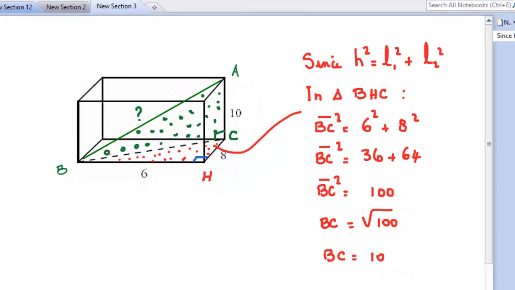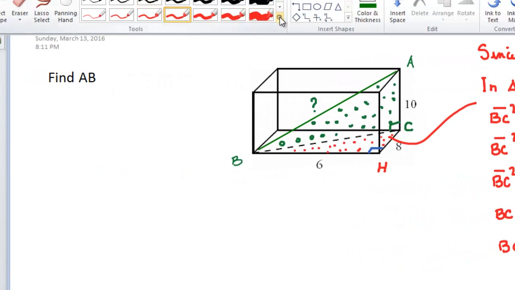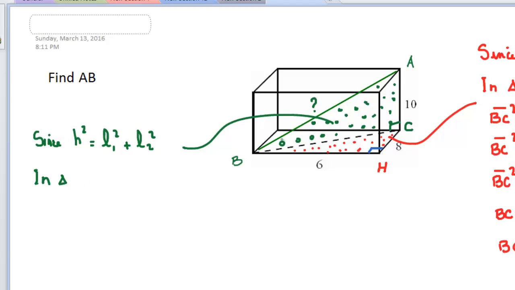Is 10, which is BC, the hypotenuse, larger than 6 and 8? Yes, so I'm doing a good job. Now let's go to the green. I'm going to change the color to green. Let's see the green triangle, this triangle. Again, I'm going to say the same thing: the hypotenuse squared equals leg 1 squared plus leg 2 squared. In triangle BAC, I need the hypotenuse. So AB is the hypotenuse, and this is what I'm looking for.